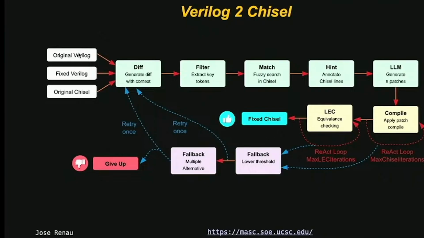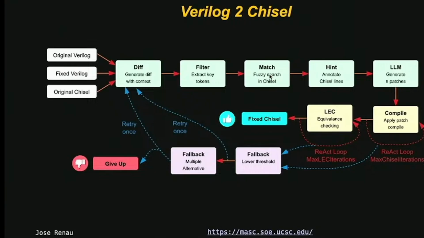So what do you have? You have the original Verilog, a fixed Verilog, so you have a change, and the original Chisel. You want to have a patch on that Chisel. Now, the first thing is you have to narrow the space because those files are gigantic. So you do a diff, like a fuzzy grep kind of thing. Then you can start to filter per token. Then you match where the likely sources are. You have to guide the LLM, because if you provide the whole thing, it's not going to work.